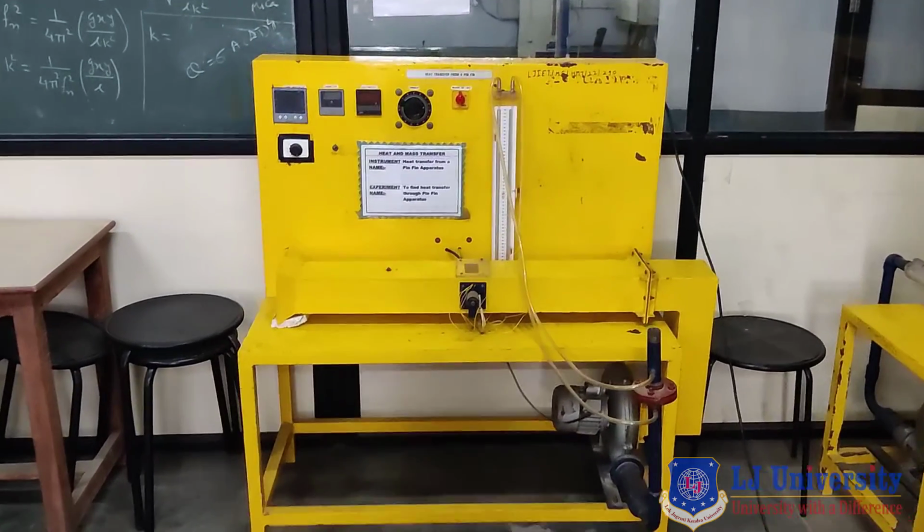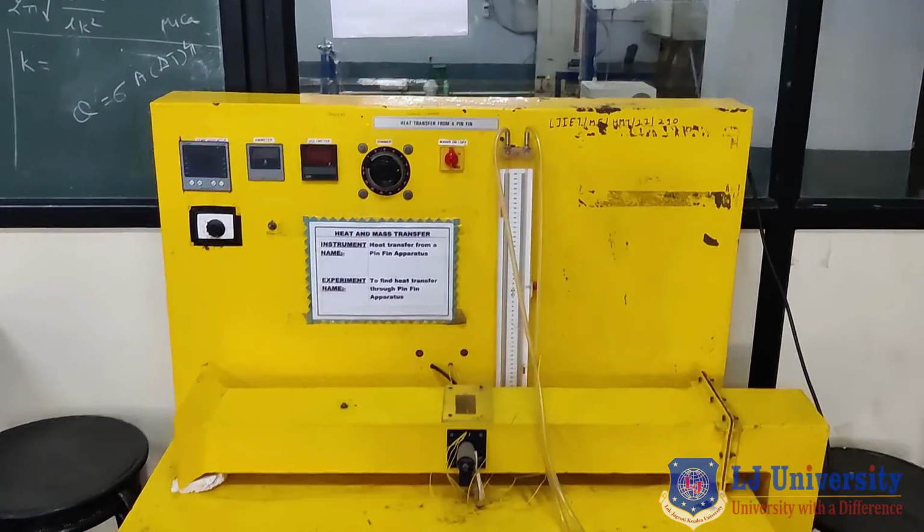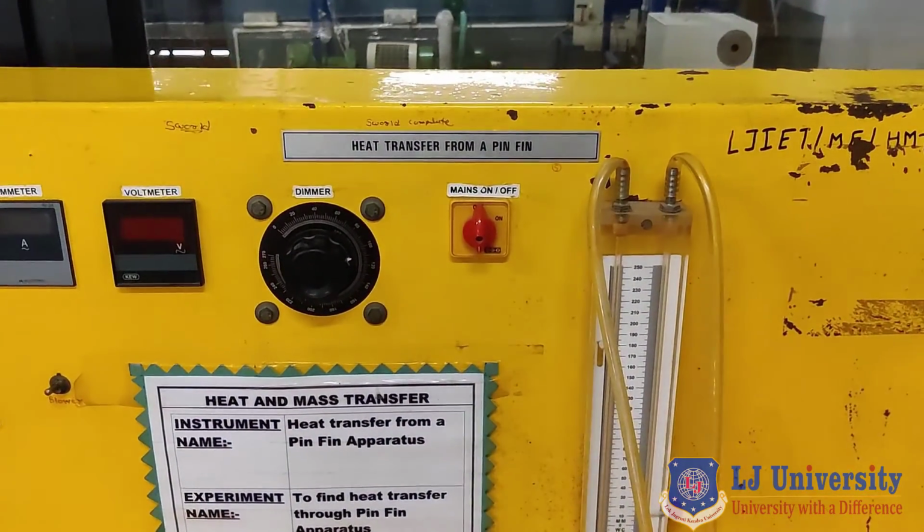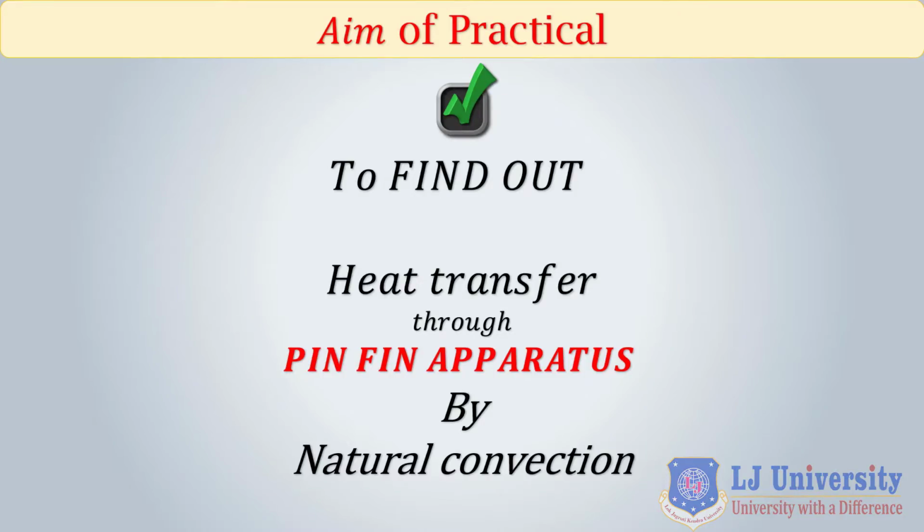This is our instrument, and the name of the instrument is, yes, you are right, heat transfer from a pin fin. The aim of our practical is to find out heat transfer through pin fin apparatus by natural convection method. So here we are going to solve this practical by natural convection method, and the name of the practical is heat transfer through pin fin.